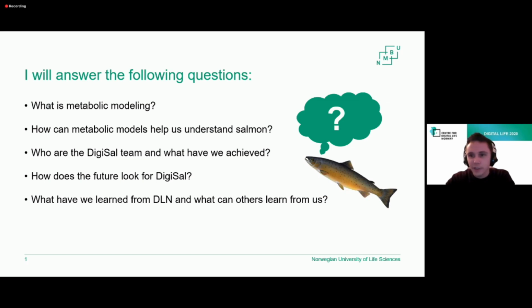So today I'll be answering the following questions. So first of all, what is metabolic modeling, which is the type of modeling that we're mainly doing? How can metabolic models help us understand salmon? Who are we in the Digital Cell team and what have we achieved during this project? How does the future look for Digital? And finally, a little bit about what we've learned from being part of Digital Life Norway and what others can potentially learn from us.